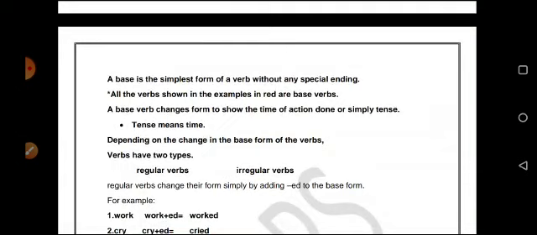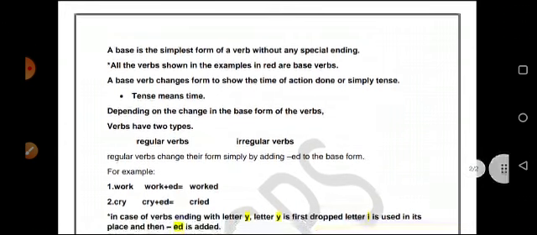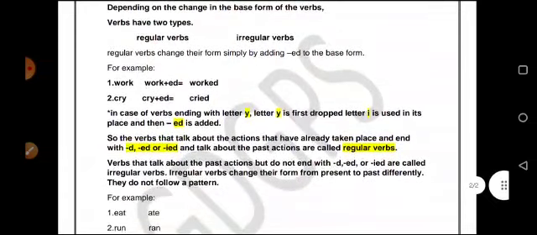A base verb changes form to show the time of action done, or simply tense. So, cry can be present, crying can be present continuous, and cried can be past tense. So, depending on the change in the base form of the verbs, verbs have two types, regular verbs and irregular verbs.